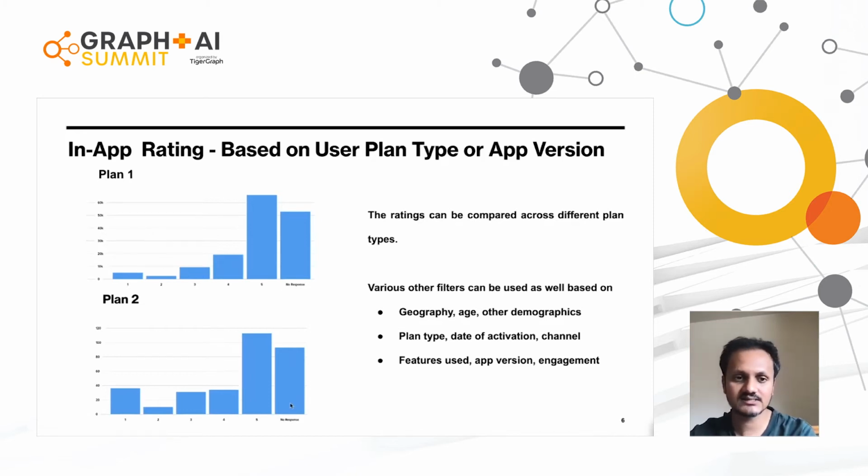And you can extend this beyond just plan type. You can also do it based on a specific geography. You can see what the satisfaction score is across different geographies, or across different age groups or other demographics.